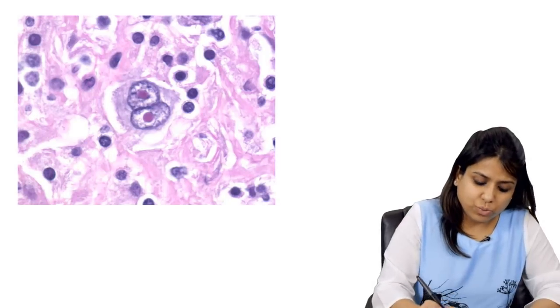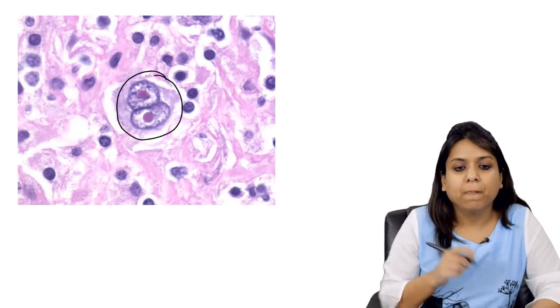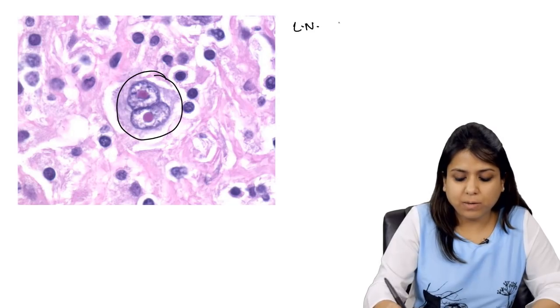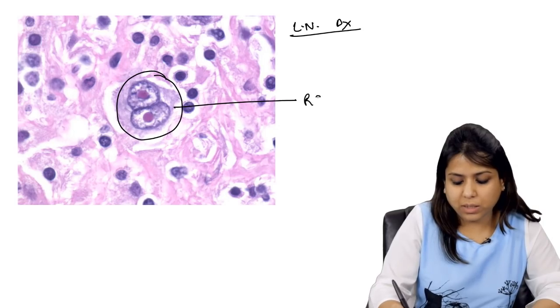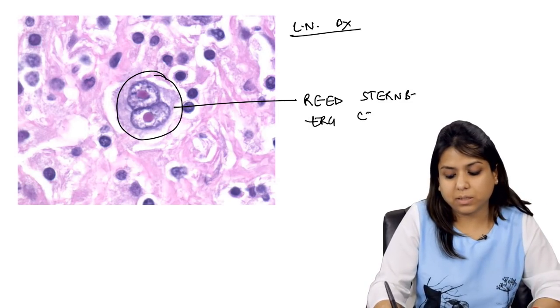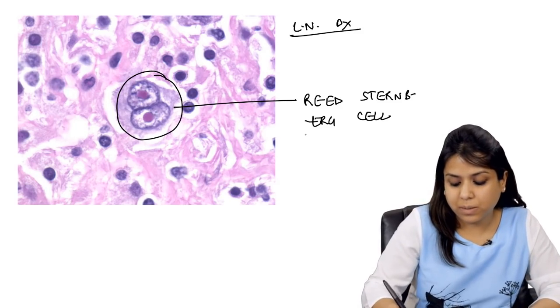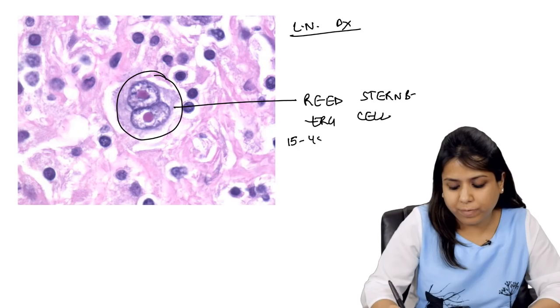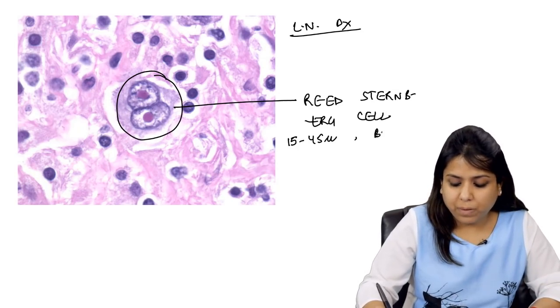Very important image, students. It has been asked previously in the MCQ exams also, AIIMS exam. Which is this cell? This is a lymph node biopsy, and the cell which I see in the center, this cell is called as a Reed-Sternberg cell. The characteristic feature of this cell, students, is it is 15 to 45 microns. It's a large cell with a bilobed nucleus.